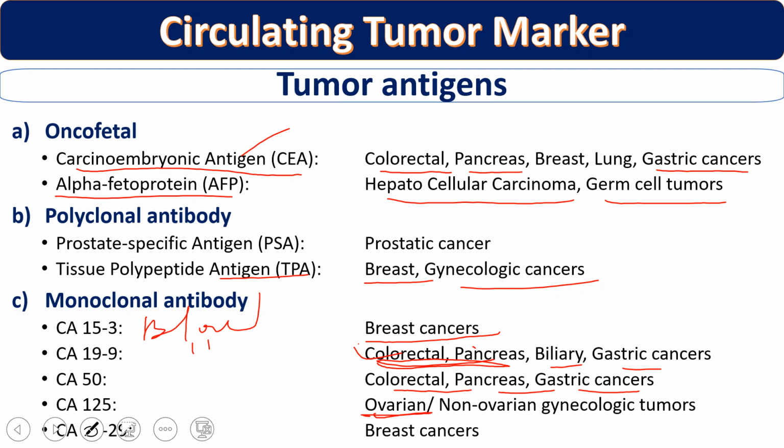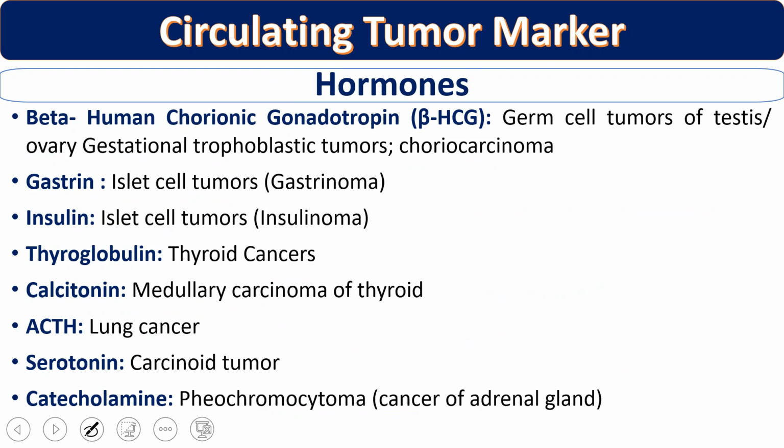All these different cancer antigens, 15-3, 19-9, 50, 125, or CA27-29, which is for breast cancers, normally help us in the diagnosis, monitoring the treatment, and recurrence of the cancers. So these monoclonal antibodies give us three important pieces of information: for the diagnosis of the cancer, for the monitoring of the cancer treatment, and whether the cancer is going to recur or not.